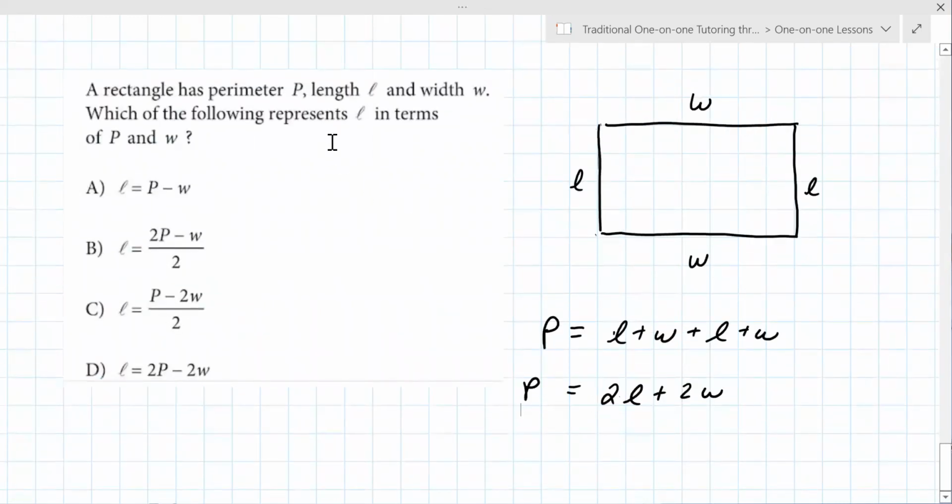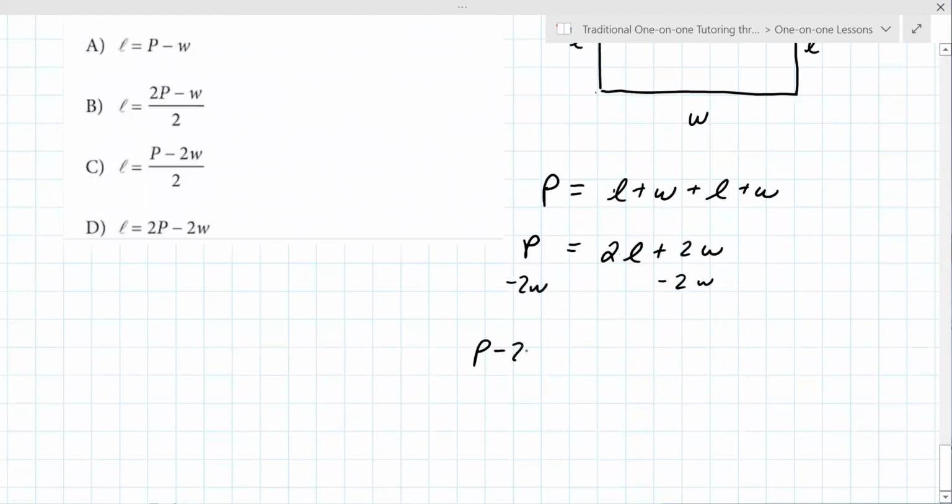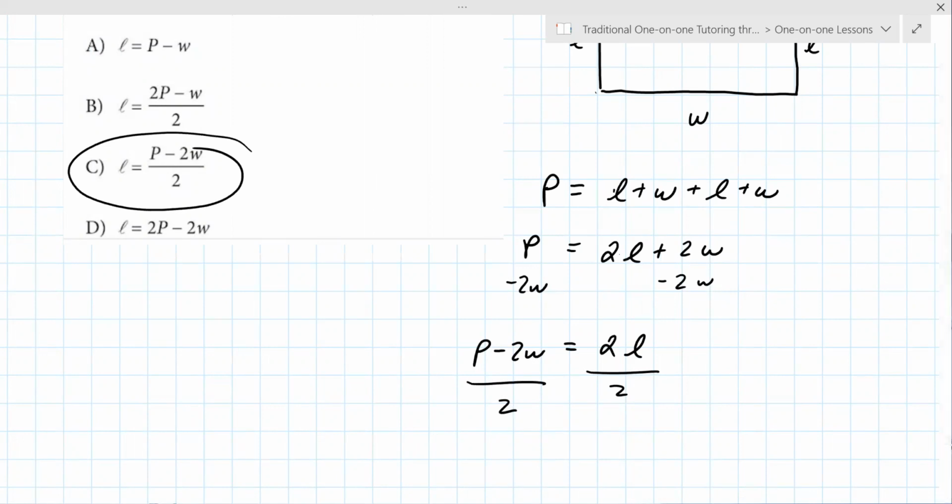So you're solving for L, which means that I'm going to first subtract 2W from both sides. So that gets you to P minus 2W equals 2L. Then I'm going to divide both sides by 2. And yes, that is the correct answer. Great.